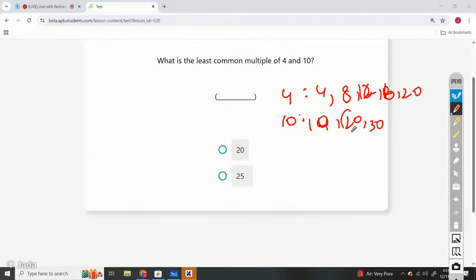Ten it is, sorry, 20 it is. The least common multiple is 20. The correct option is 20. Option 1 is the correct option.